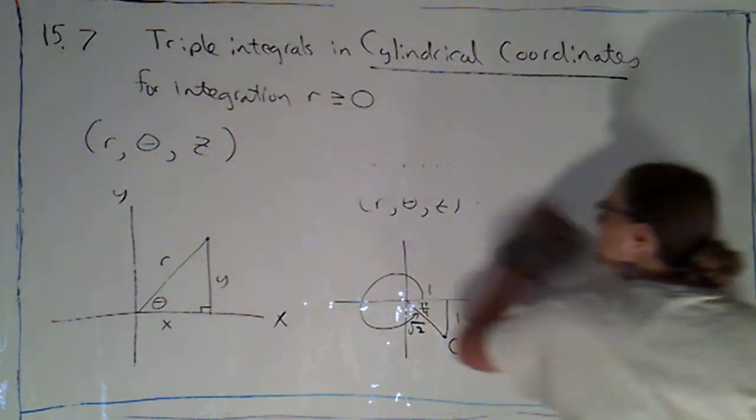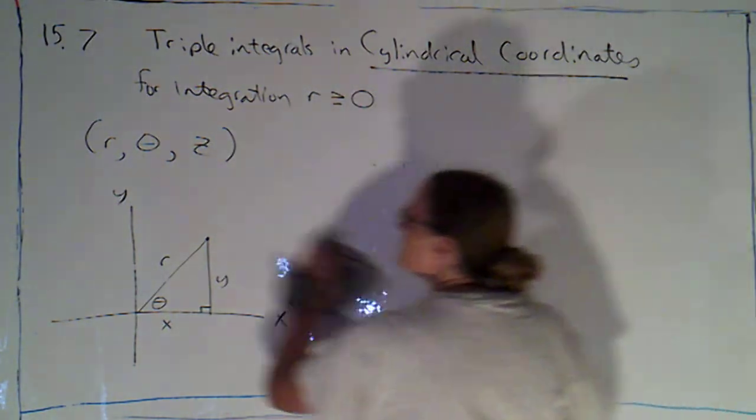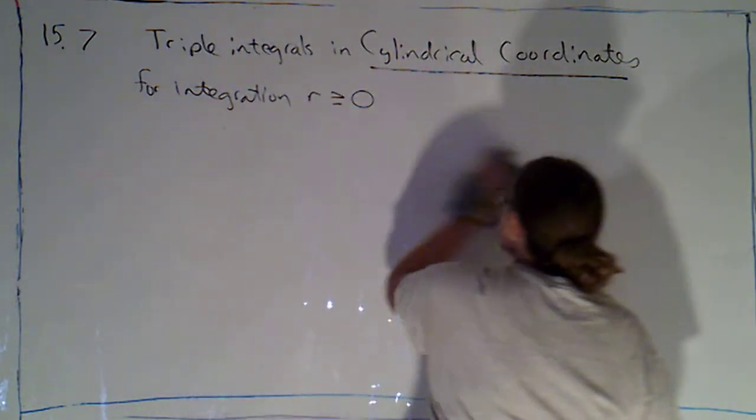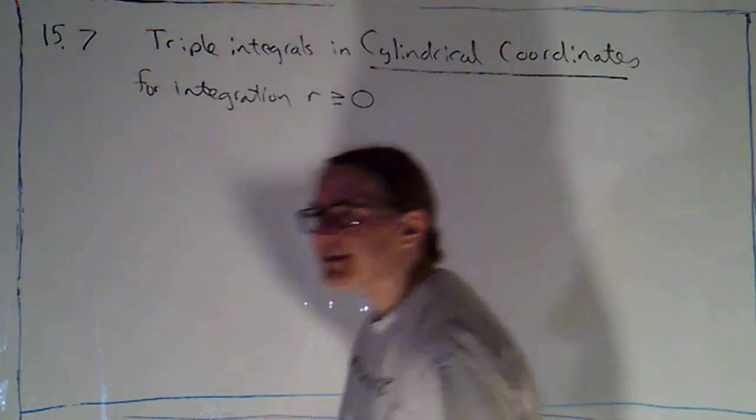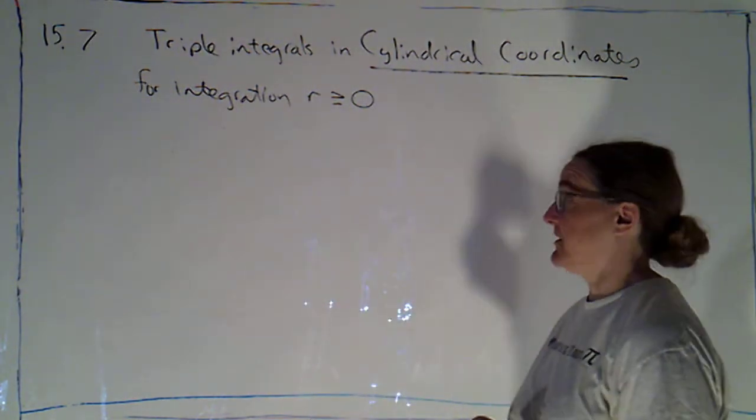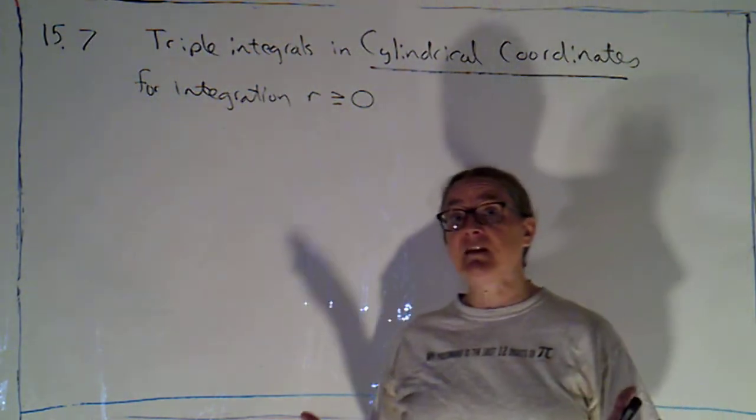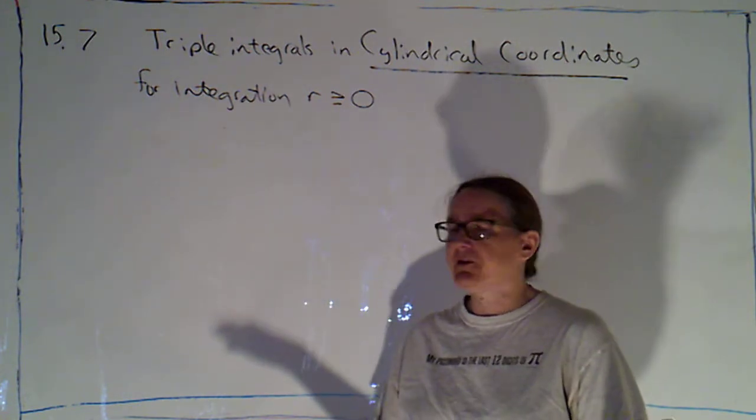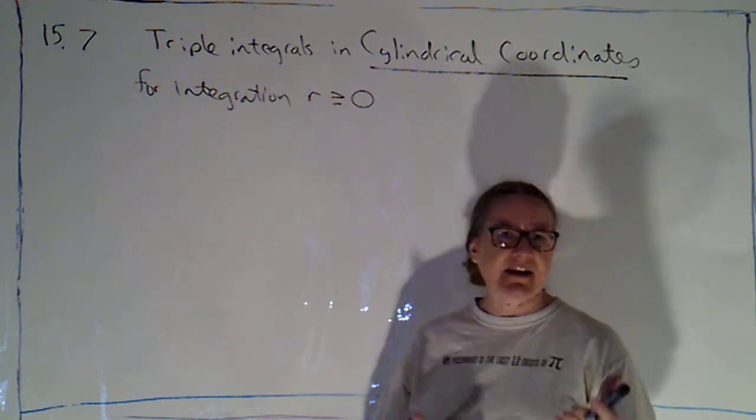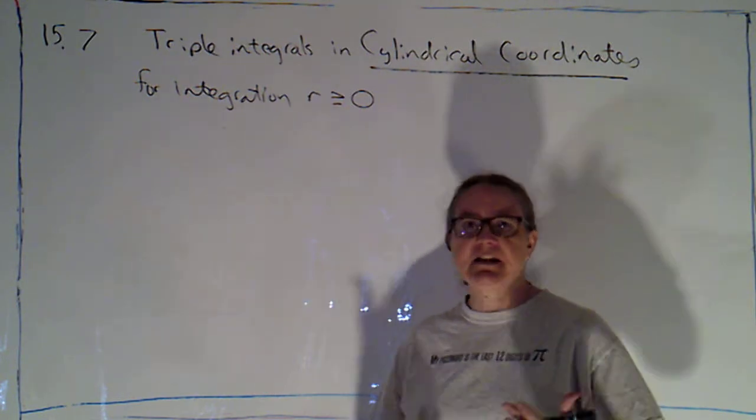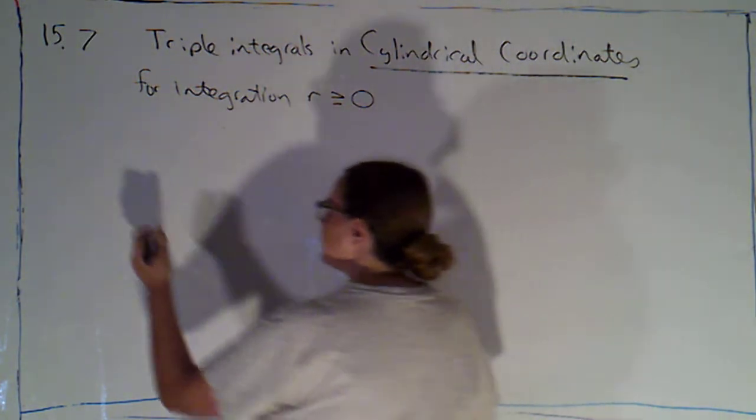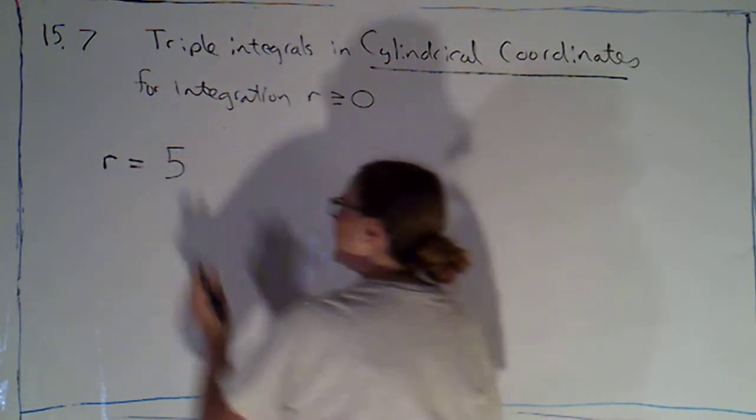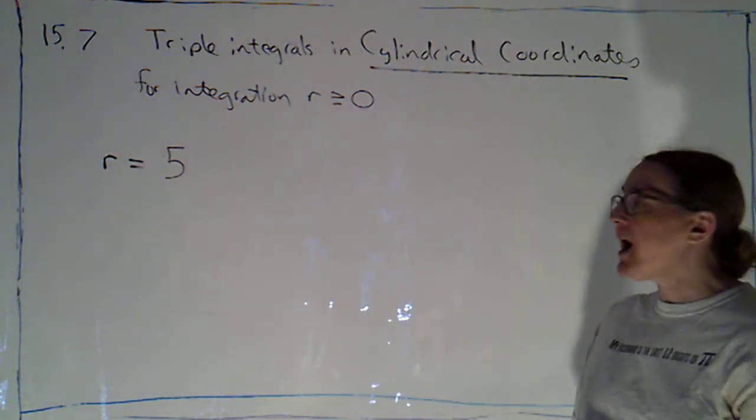I want to also take a look at some equations for surfaces. I want to start by taking a look at what a constant surface looks like. Because I know in rectangular coordinates, if x is constant, that's just a plane parallel to the yz plane. If y is constant, that's a plane parallel to the xz plane. I want to see what happens if r is constant. Let's say r is equal to 5.